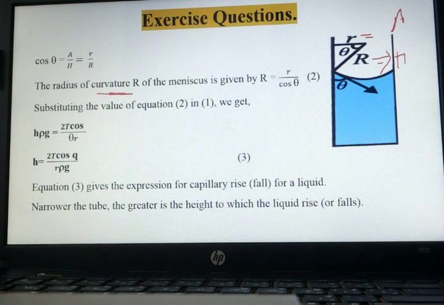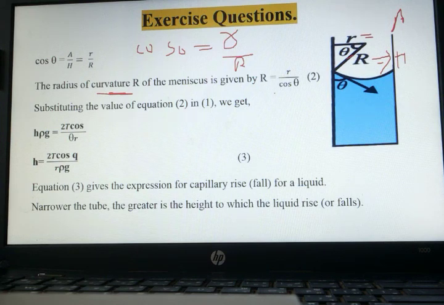This capital R is called the radius of curvature of the meniscus. With the help of this formula, cos theta is equal to small r upon capital R. So this formula can again be modified. This R can be taken upwards, cos theta can be taken in the denominator. So what we'll get is capital R equals small r upon cos theta.